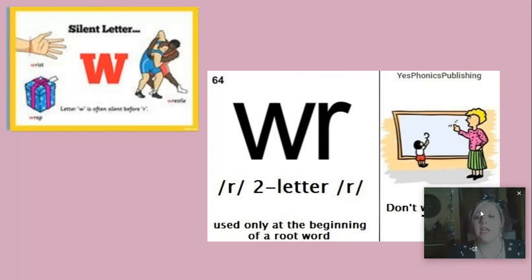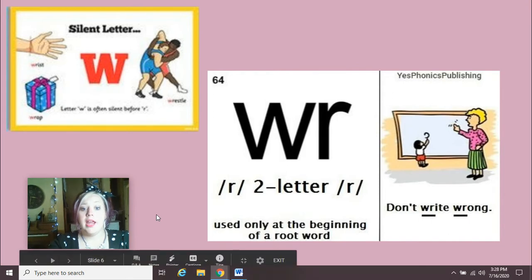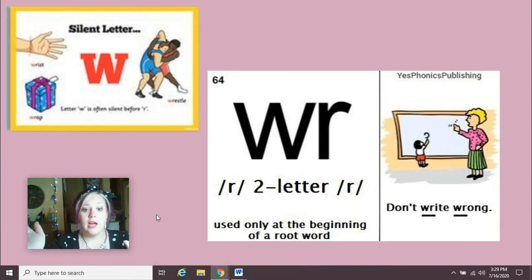So our first one is W-R. I'm going to move myself over here. W-R. And this one we are going to find only at the beginning of words. W-R, the W is silent. It just says R, like don't write wrong. It could be like wrap, wrist, and wrestle. So you are going to find WR at the beginning. Remember, we're talking about beginning silent letters anyways today. So we're going to be finding all of these at the beginning of words. So the first letter is silent. So try to remember that. The W is silent. It makes the R sound.